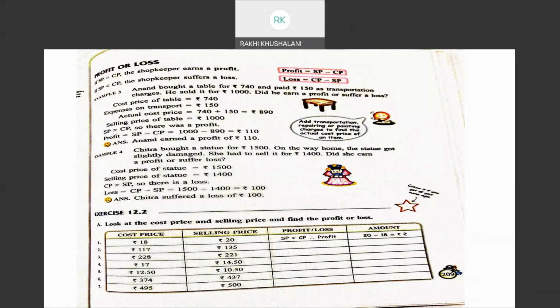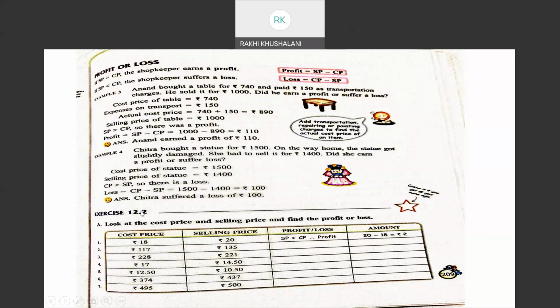Now somebody is buying a damaged piece from Chitra. So obviously Chitra cannot expect that she will get 1500. She will get something less than that. So she thought of selling for 1400. So she incurred a loss. She suffered a loss of rupees 100.